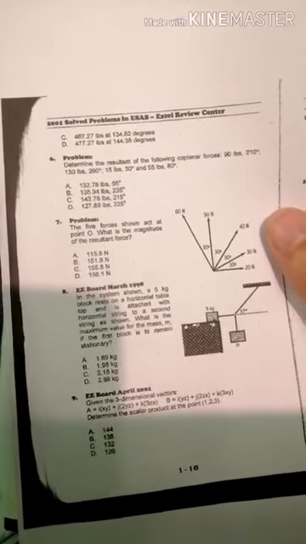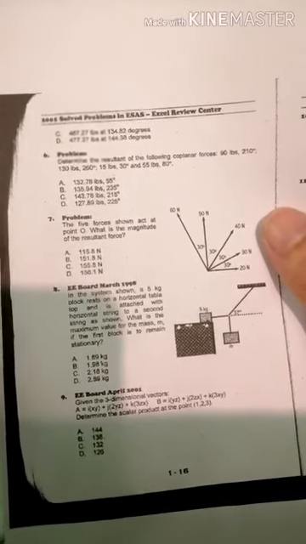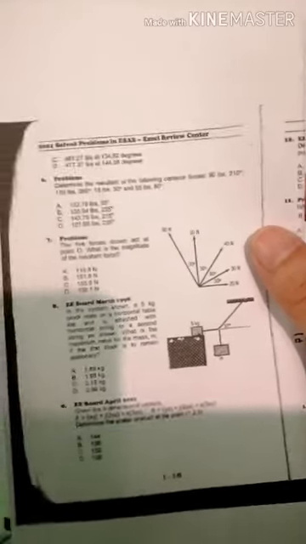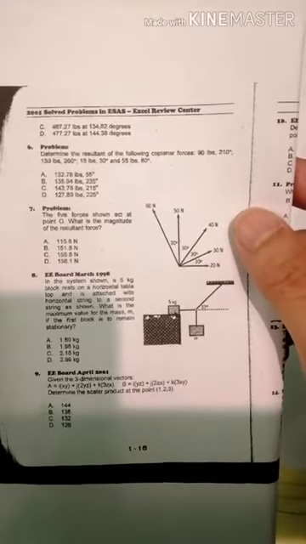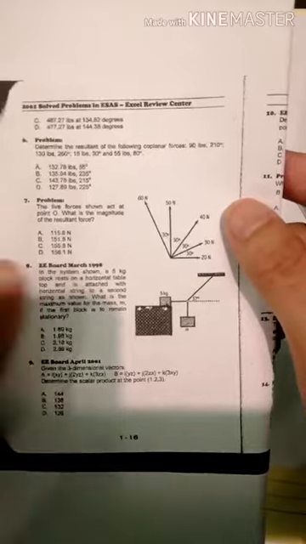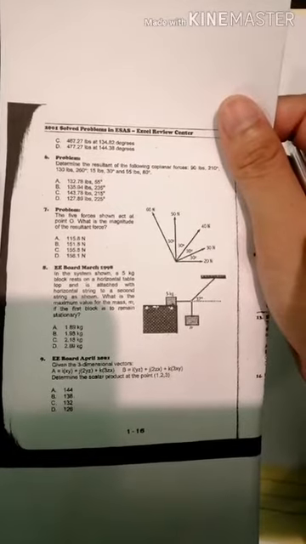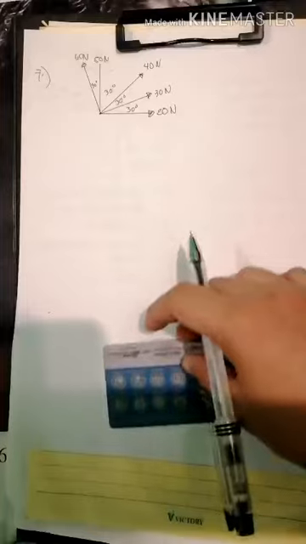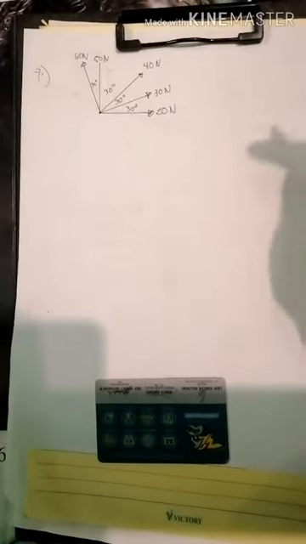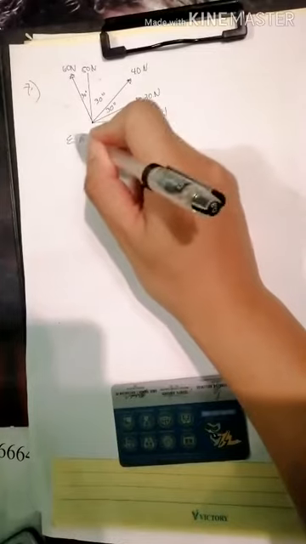Problem number 7. The 5 forces shown act at point O. What is the magnitude of the resultant force? So, tulad lang din siya ng number 6. Hanap yung resultant force, R. So, first, we're going to redraw the figure. After drawing the figure, we're going to solve now the summation of forces. So, unahin natin yung summation ng x.